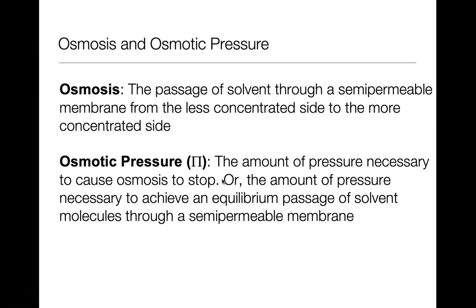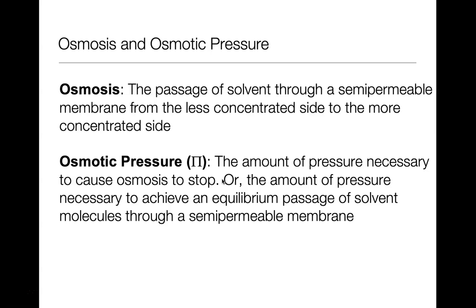So osmosis, what is that? It's the passage of a solvent through a semi-permeable membrane from the less concentrated side to the more concentrated side. Effectively, what the water, or the solvent, is trying to do is dilute the more concentrated side. And a semi-permeable membrane just means it lets some things through, but not others, right?